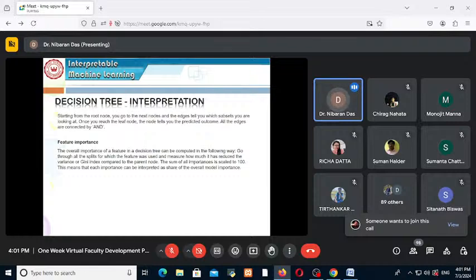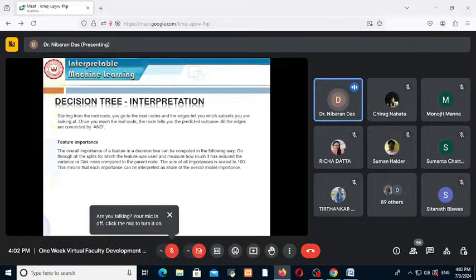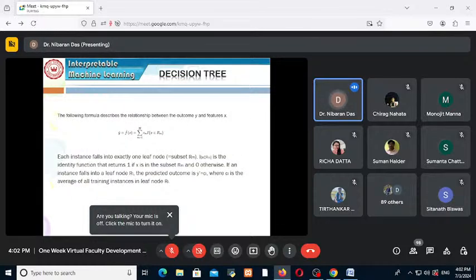So the overall importance of a feature in a decision tree can be computed in the following way. First, go through all the splits for which the feature was used and measure how much it has reduced the variance or Gini index compared to the parent node. So you compare the child node with the parent node, the Gini index, and see what the reduction is. The sum of all importances is scaled to 100. This means that each importance can be interpreted as a share of the overall model importance.